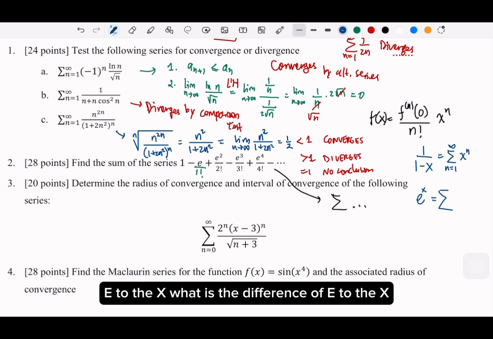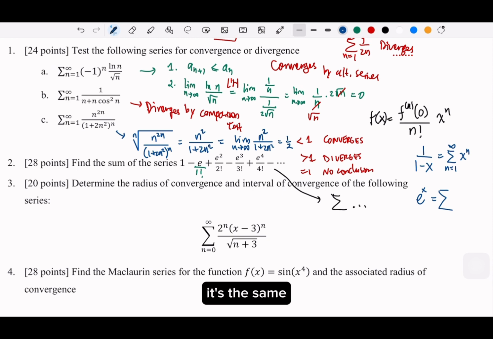e to the x. What is the derivative of e to the x? The same, right? The same. If you put 0, what will happen? 1. So if you derive, you put 0, and you put 0 again for the second, third, fourth derivative. Is it the same? Same, it's 1, right? So it's 1. Okay?